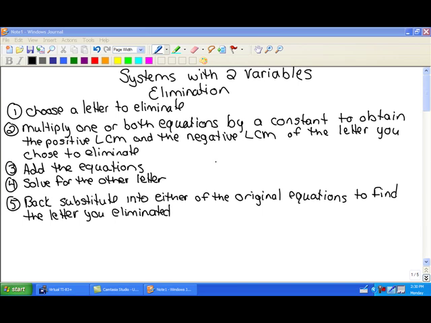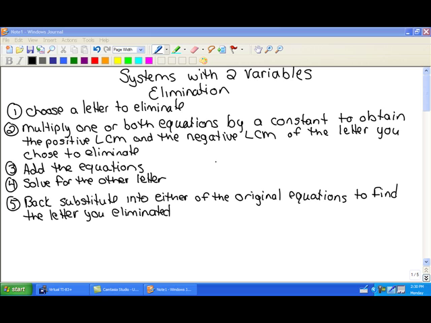In this section, we're going to look at systems with two variables. This is a continuation, and we're going to look at the elimination method. With the elimination method, we're going to choose a letter to eliminate. We're going to multiply one or both equations by a constant to obtain the positive least common multiple and the negative least common multiple of the letter you chose to eliminate.